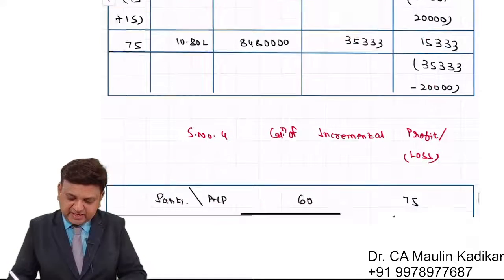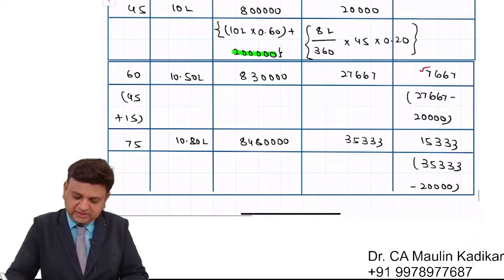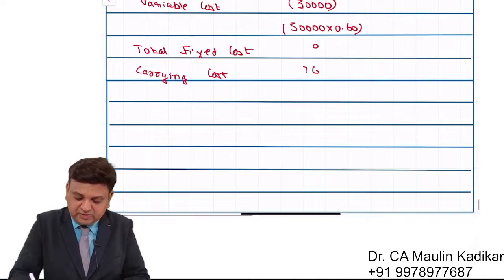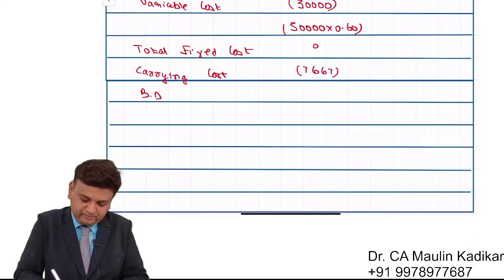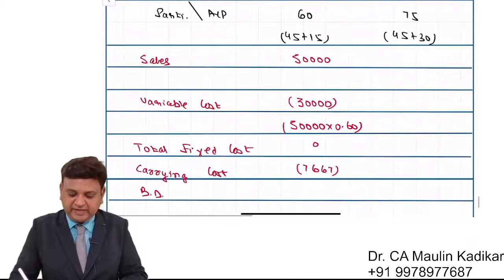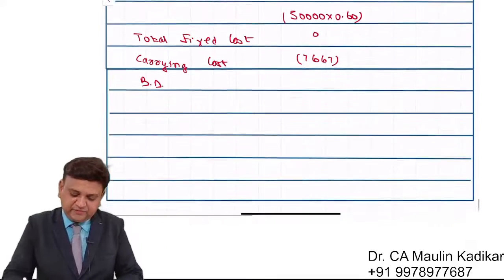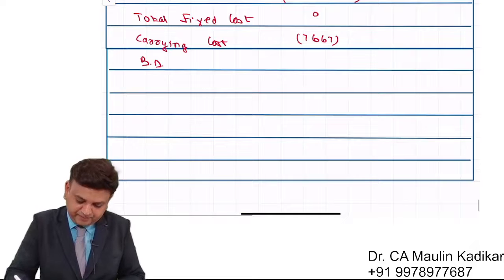We understand that against carrying cost we will write 7,667. The amount by which the carrying cost increases will be mentioned. What amount will we write against the bad debts? Friends, we have to write something like this.